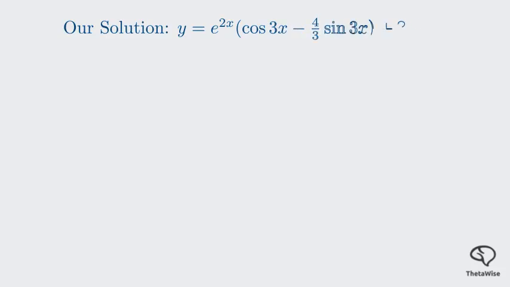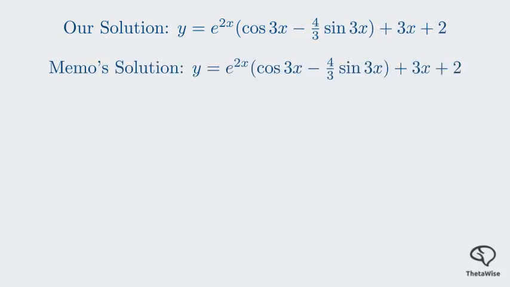Let's quickly compare our answers from the last problem to the memo's solution. Our calculated particular solution was y equals e to the 2x times the quantity cos 3x minus 4/3 sin 3x, plus 3x plus 2. The memo's solution is y equals e to the 2x times the quantity cos 3x minus 4/3 sin 3x, plus 3x plus 2. You can see they match exactly. This gives us confidence in our method.